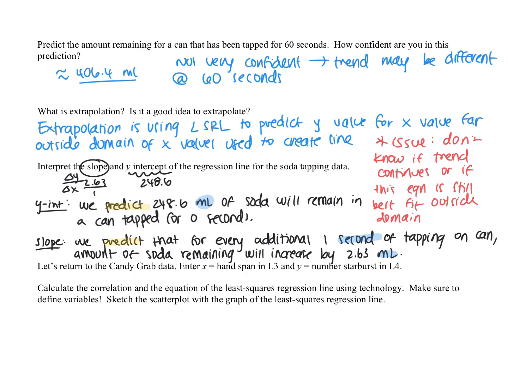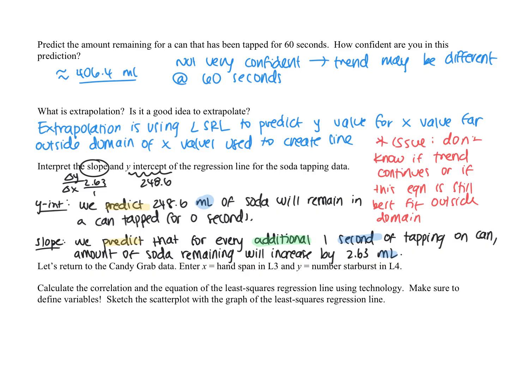The big thing that I find here that people miss is this additional. So what a lot of times people will say is, for every 1 second you tap on the can, the amount of soda increases by 2.63. That's not the case. It's every additional second. Good. I almost left it out because it's easy to leave out. Yes. Now I know that's important. Okay. We okay with that?